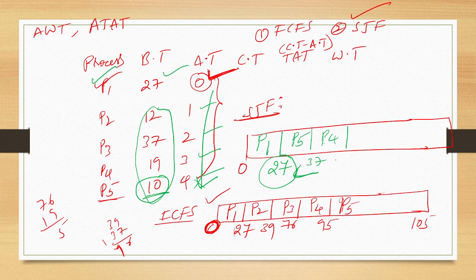P2 is 12. That means 39. Next, the least burst time is P4. P4 is 19. 49, 58, right? Next P3. Like this, you have to complete this Gantt chart, right? 27 plus P5, 37, P4 is 19. 37 plus 19, how much? 56.